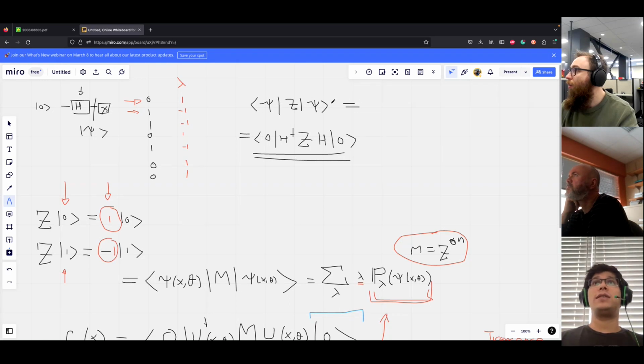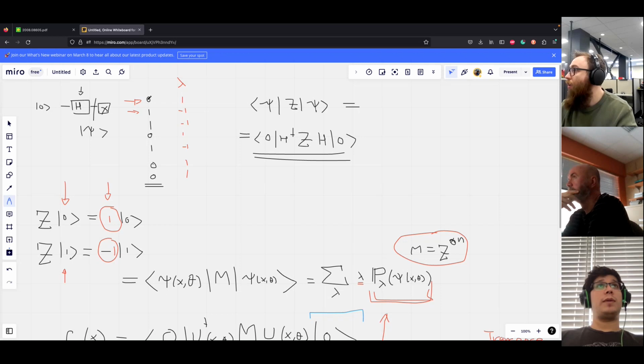Now, how do I compute this? I need to do this sum. Cool. So I need the probabilities of measuring this. Now, I don't have access to the actual state, so that means I don't know the probabilities of measuring this thing. What I need to do is approximate the probabilities with these values that I measure from the quantum computer.